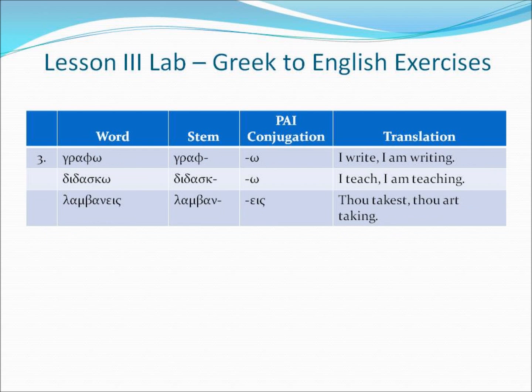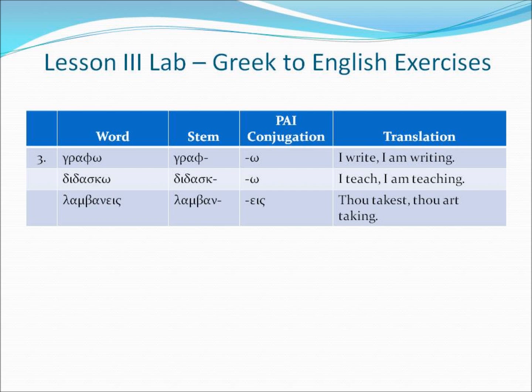Here's a third example. The word we're dealing with is grapho. The stem is graph. Present active indicative conjugation is o. That's the first person singular. Translation, I write, or I am writing. Second word, didasko. The stem, didask. Present active indicative conjugation is o, which also is a first person singular. Translated, I teach, or I am teaching.